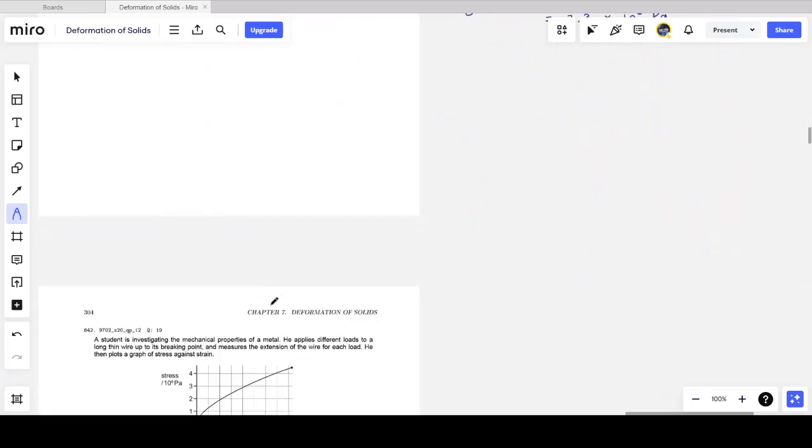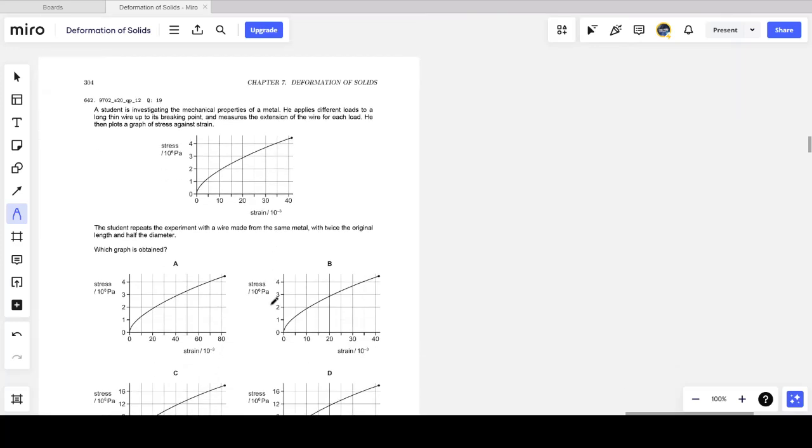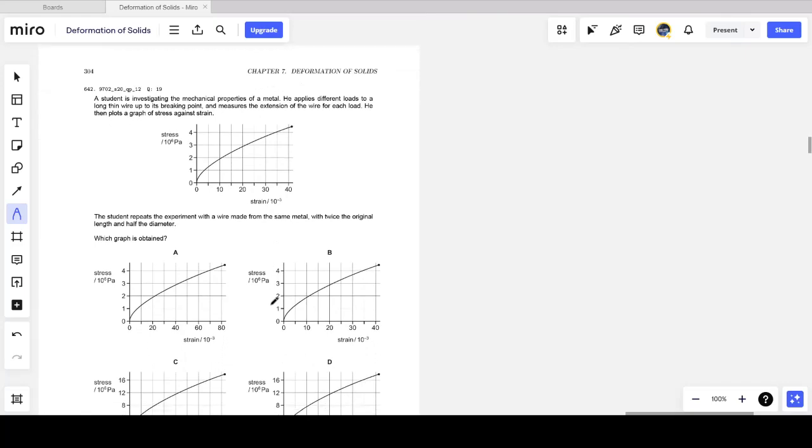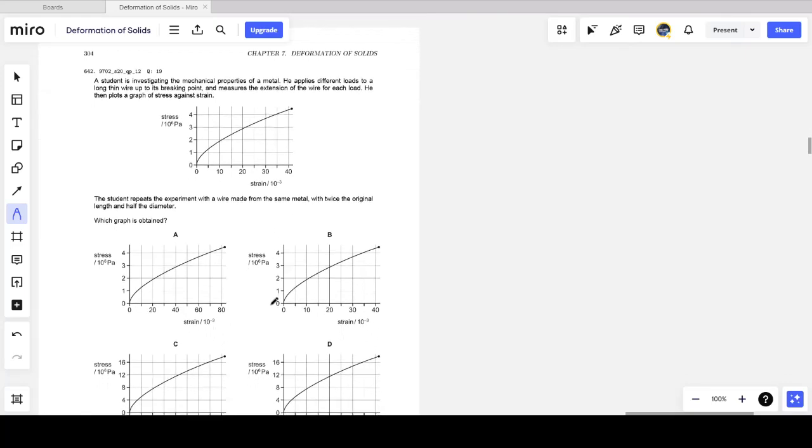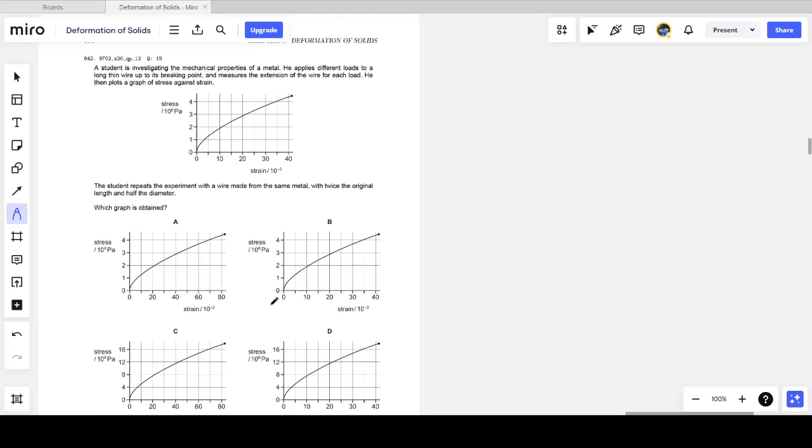So the next question is 642. It comes from the summer 2020 exam season. It's question paper 1, variant 2, and it's question 19 from that paper. We're told that a student is investigating the mechanical properties of a metal.